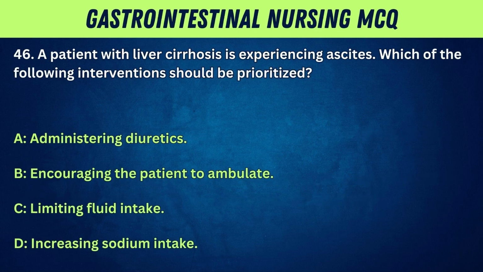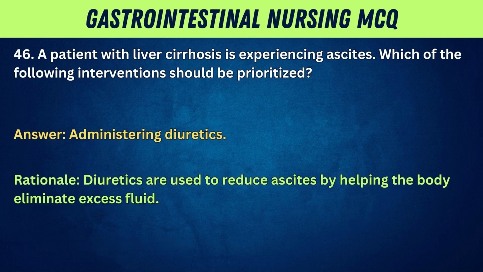46. A patient with liver cirrhosis is experiencing ascites. Which of the following interventions should be prioritized? A. Administering diuretics. B. Encouraging the patient to ambulate. C. Limiting fluid intake. D. Increasing sodium intake. Answer. Administering diuretics. Rationale. Diuretics are used to reduce ascites by helping the body eliminate excess fluid.